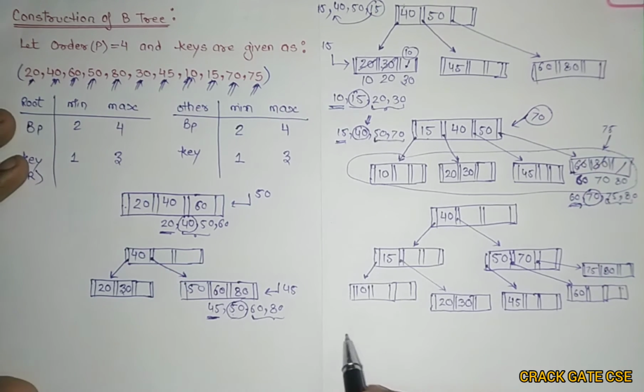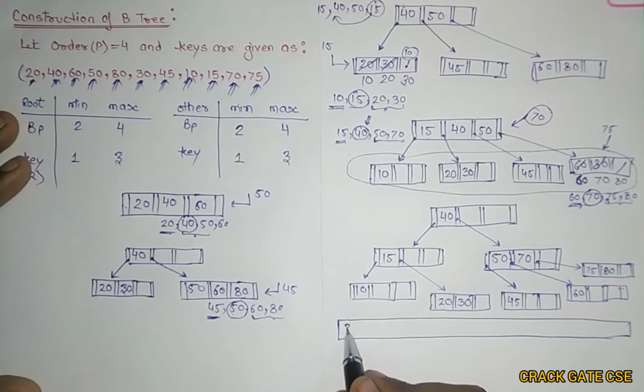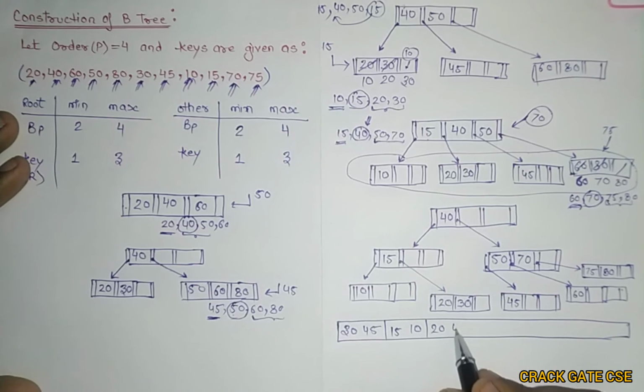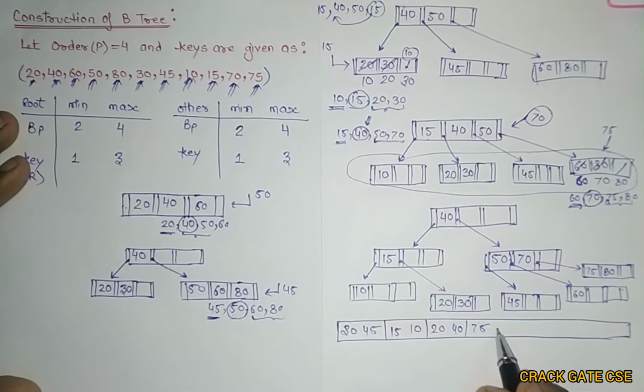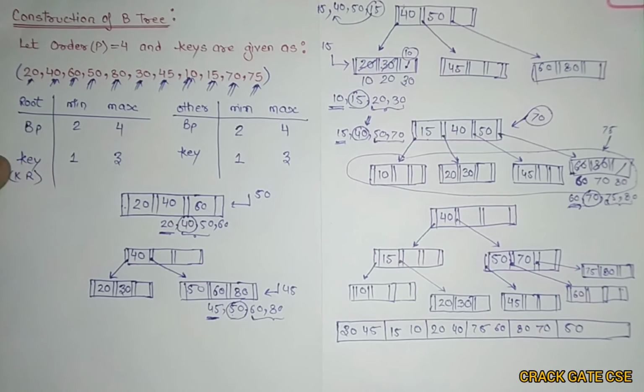Now if we are having the database, let's say we are having the database as 30, 45 in one block, 15, 10 in another block, 20, 40, 75, 60, 80, 70 and 50, right?